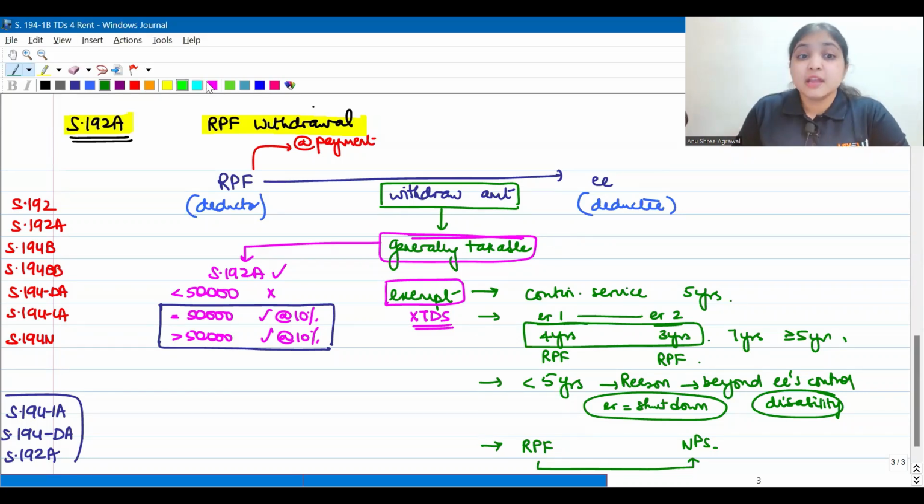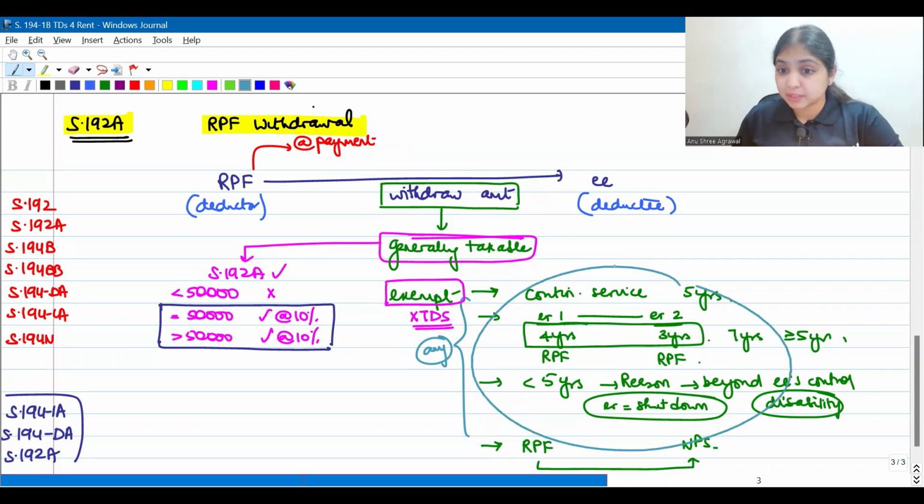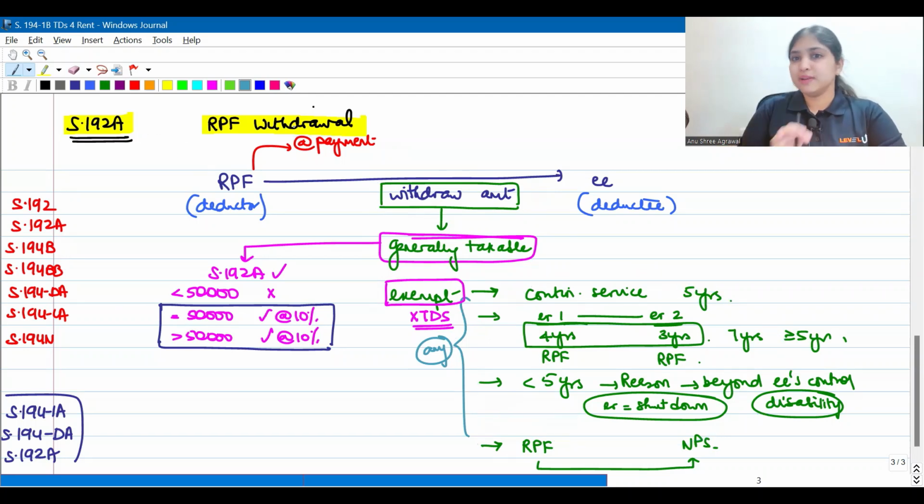Crystal clear, everybody? So under section 192A, the RPF is going to be the deductor. RPF will deduct tax at the time of payment. If the amount of withdrawal is at least 50,000, they will deduct tax at the rate of 10% at the time of payment, but only if this withdrawal is taxable. In these 4 cases, if any of these 4 cases exist, then the amount that we withdraw is going to be exempt. If the amount withdrawn is exempt, then in that case, 192A will not apply.